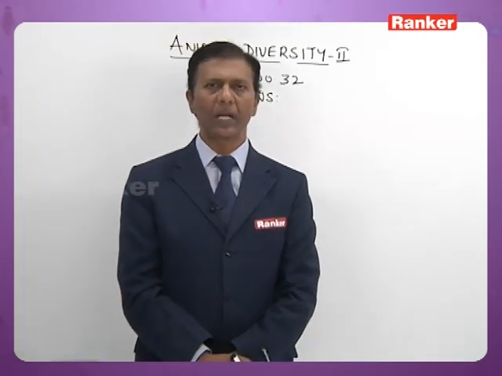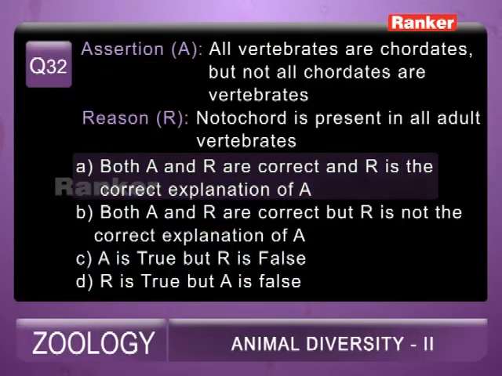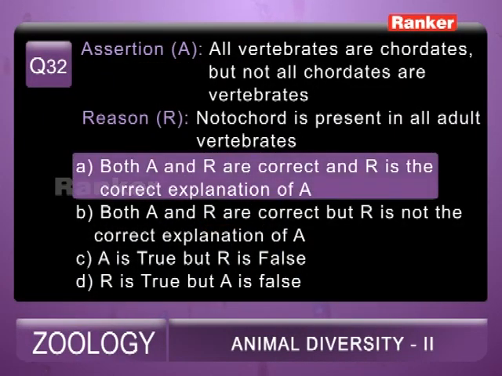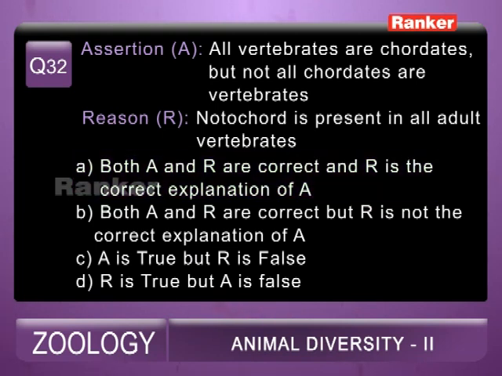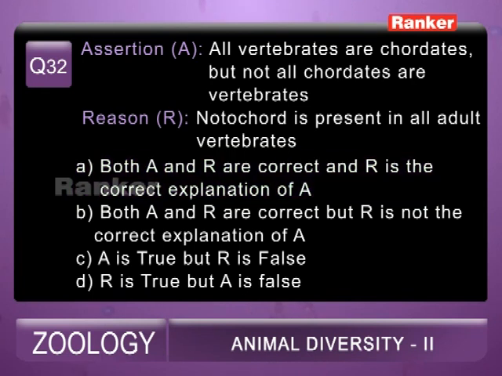So all vertebrates are chordates, but all chordates are not vertebrates. So the 32nd question, correct answer is A. Both assertion and reason are correct, and reason is the correct explanation of assertion. A is the correct answer for question 32.